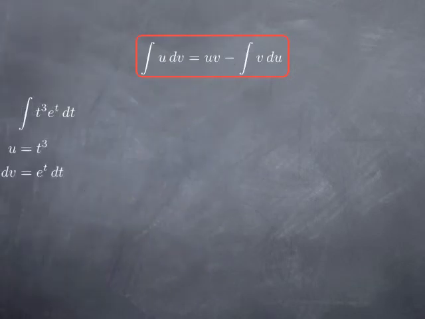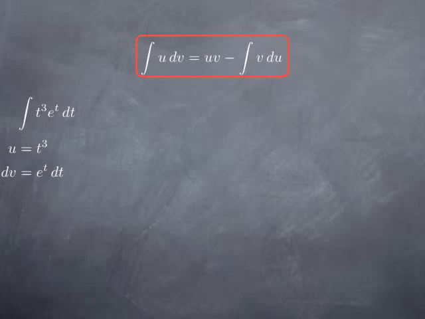One last example that is of slightly different nature. We're trying to integrate t cubed e to the t. First we should see if there is an easy way to obtain this integral. We don't know the antiderivative right off the top of our head, and there's no obvious substitution, so integration by parts is an option.